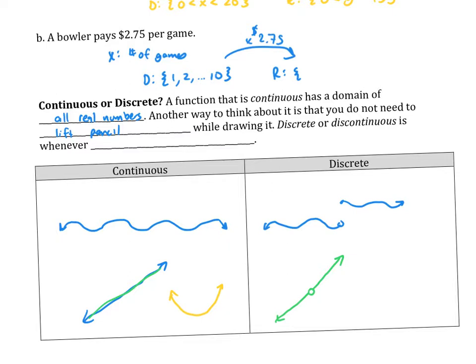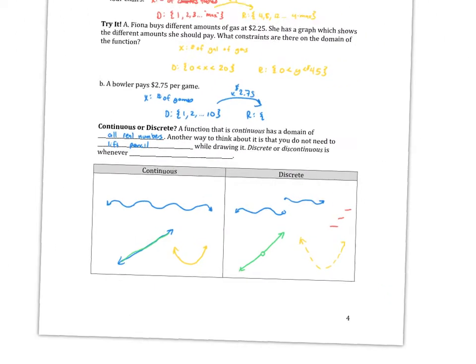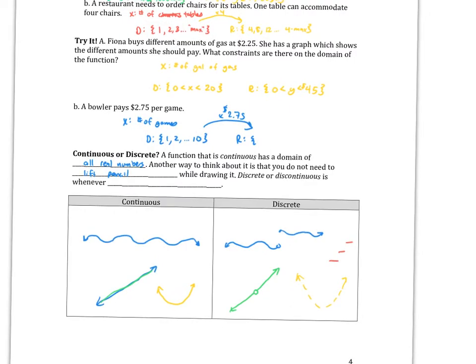And the same thing holds true. There can be a gap, or I could be talking about dashed lines or something like that, or a step function that looks like this. These are discrete because I'm lifting my pencil as I am drawing it. All right, that concludes functions and relations. Enjoy your algebraic day.